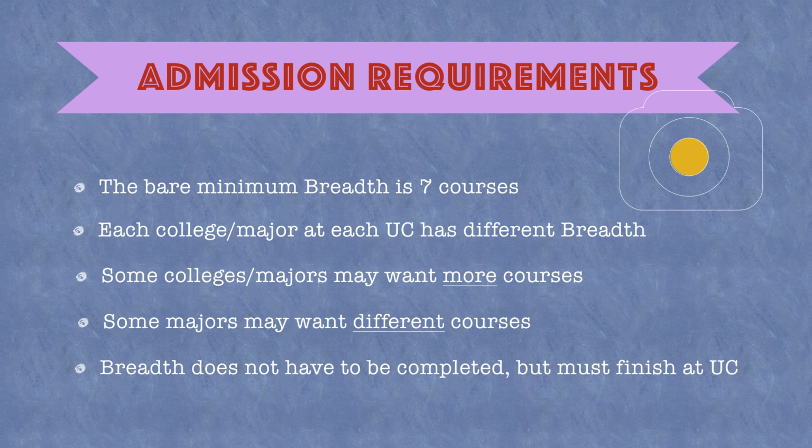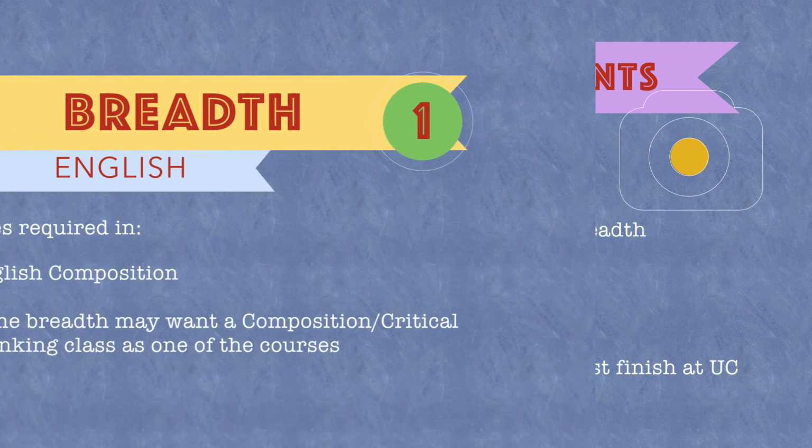And breadth does not have to be completed, but you must finish it at the UC. So sometimes it's good, especially if you're missing a lot, even if it means taking an extra semester wherever you're at, if you're not paying a high tuition, because you're going to have to finish it. So sometimes if you don't get it all completed, that means you have to take an extra semester at the UC. So you need to weigh that when you're making your decisions.